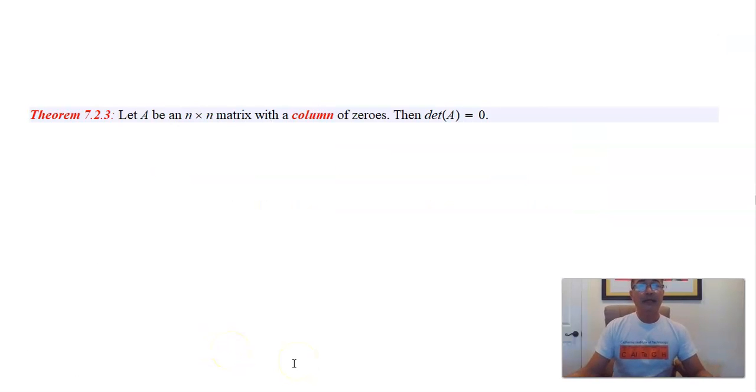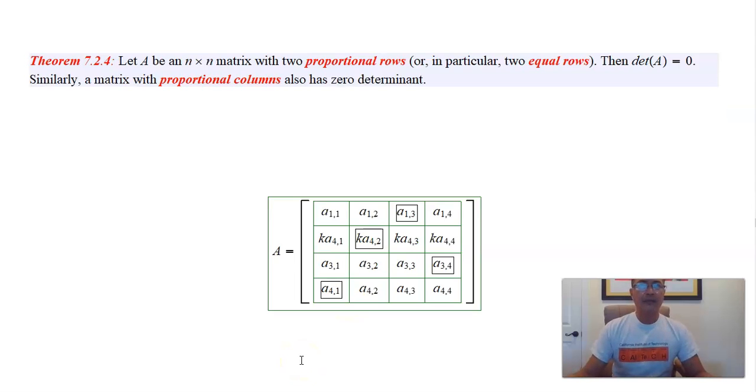Now, because of this property, any theorem, any statement that we can make regarding the rows of a matrix or row operations will also translate to another theorem concerning columns. So what did we see? If you have a row of all zeros, you get a determinant of 0. Similarly, if you have a matrix where a column is entirely 0, then the determinant of that matrix is also 0.